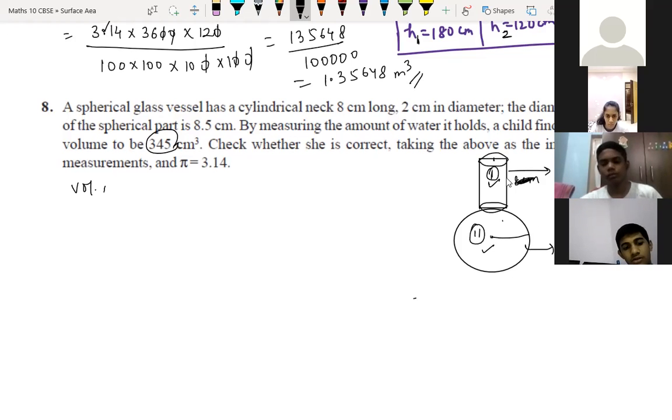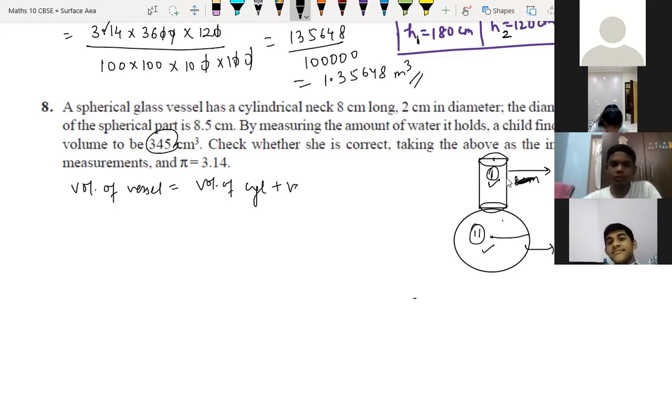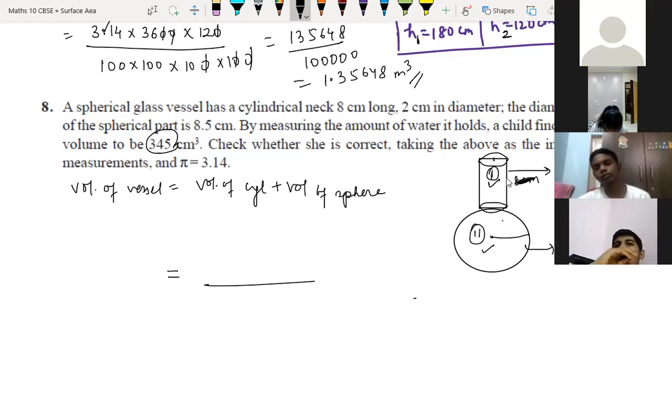So volume of what? What is this? Glass vessel. Cylindrical part. Whole thing you write. Volume of vessel is equal to volume of cylinder plus volume of sphere. You just add from your side and check whether it's correct or not. Okay, so I'll move to the next exercise.